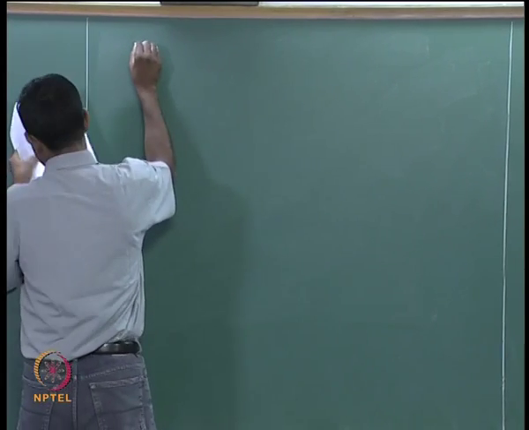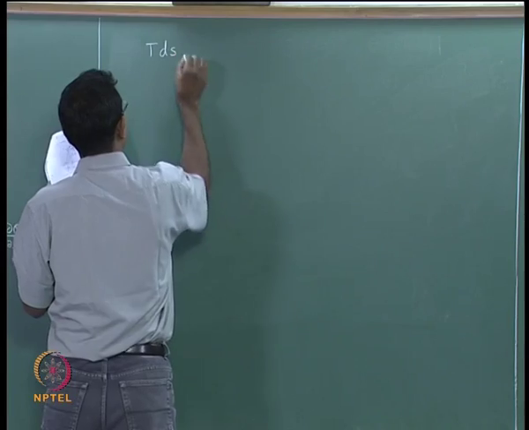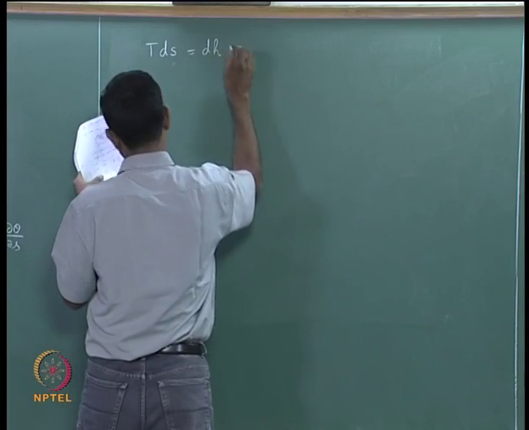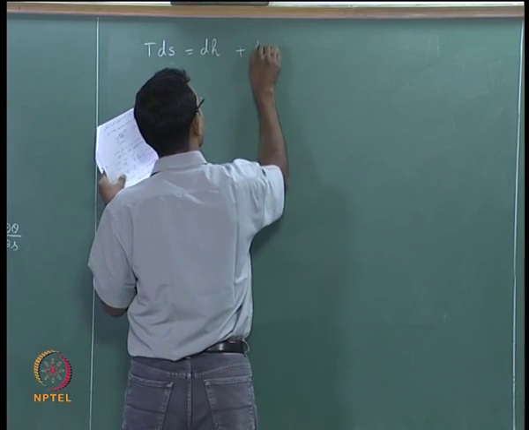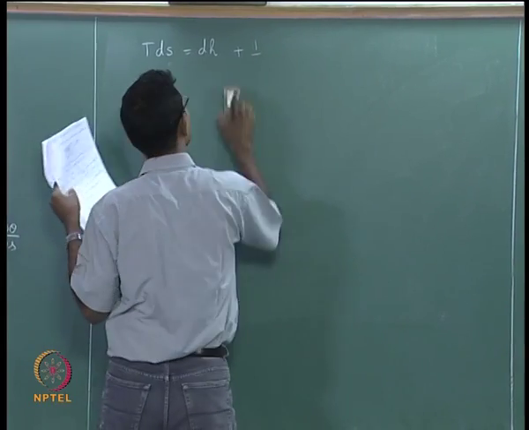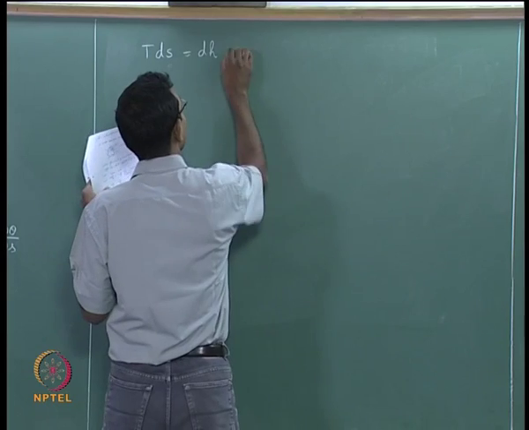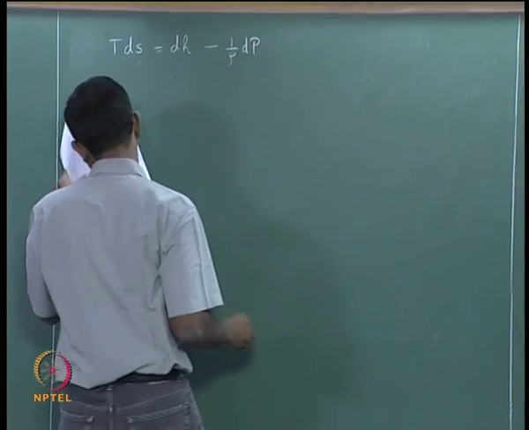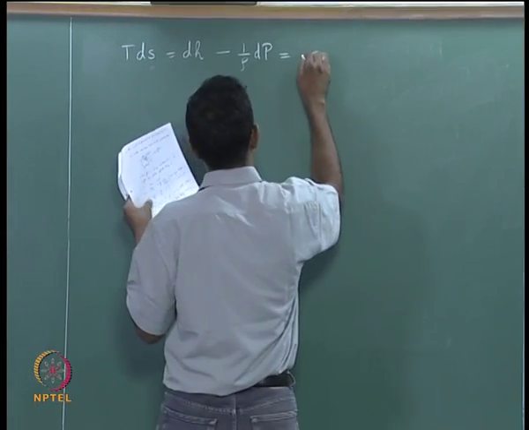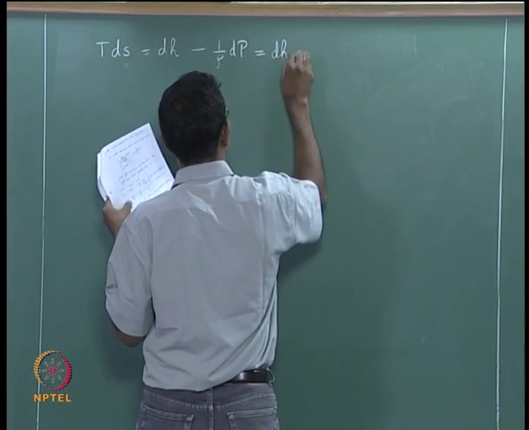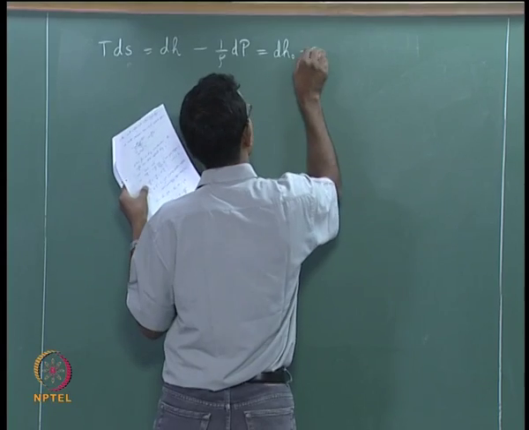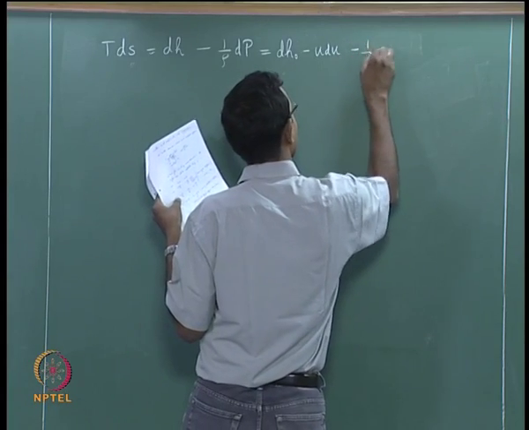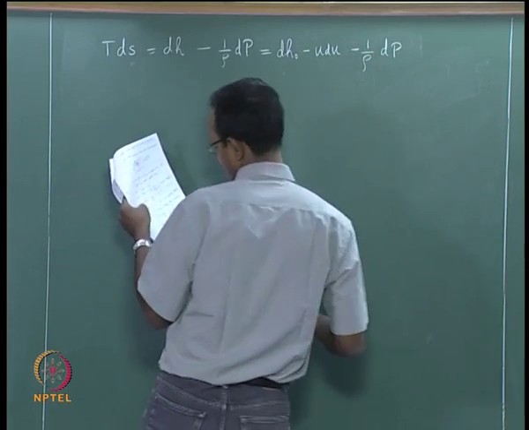So now I will write again the entropy relation, where this s is entropy per unit mass. I will directly go into T ds equals dh minus v dp, which can be expressed in terms of dh naught from the expression written there. dh naught minus u du will be dh, minus 1 by rho dp. I can write it like this.